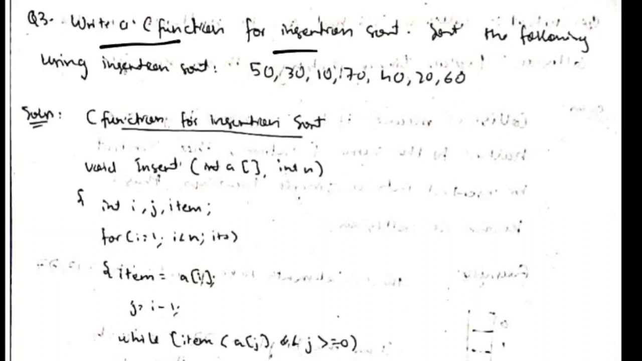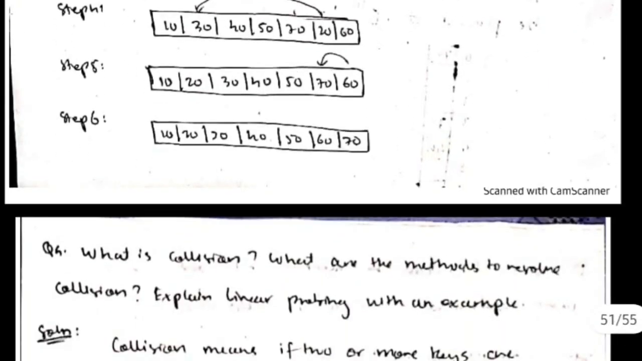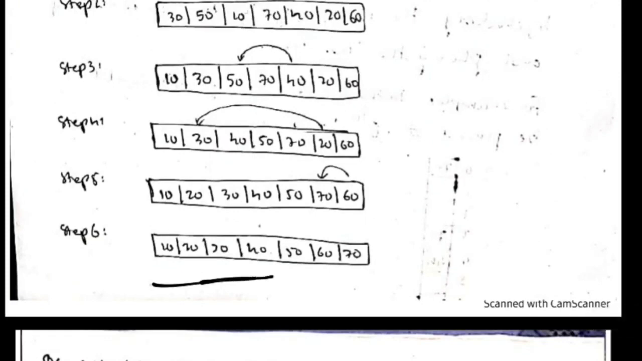Write a C function for insertion sort and by using the algorithm sort the following elements. So we'll compare each element with the previous one. 30 is less than 50, so it will be changing the position with 50. So 30 will be here and 50 is here. Next element is 10. 10 is the least element, so 10 should be placed at the first position. 30 and 50 will be shifted to the right. Like that we will do for all the elements, and the final result will give us the ordered list.